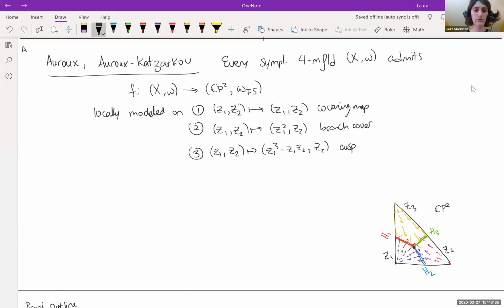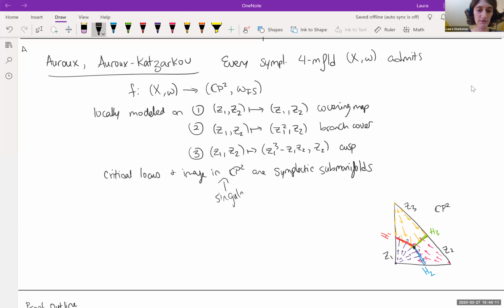And so we have these 3 models of what the map looks like, and there's some compatibility with the symplectic structure. So the critical locus and its image in CP2, these are symplectic submanifolds, where the image in CP2 is singular in the sense that it can be immersed and has these cusp singularities. So the image of the critical locus of this type 3 part is going to have singularities which are the cone on a positive trefoil.